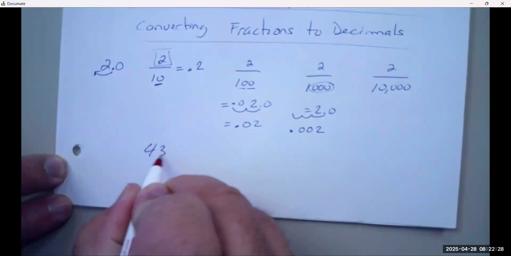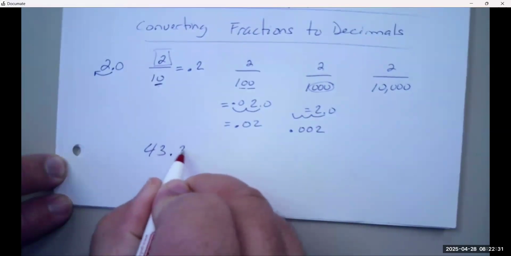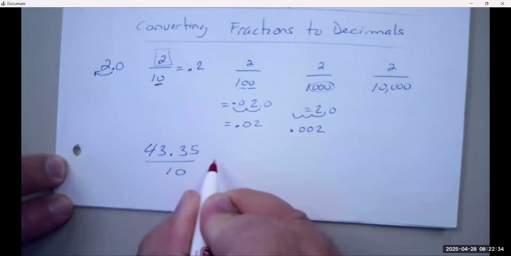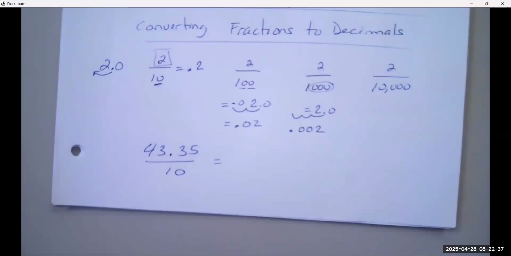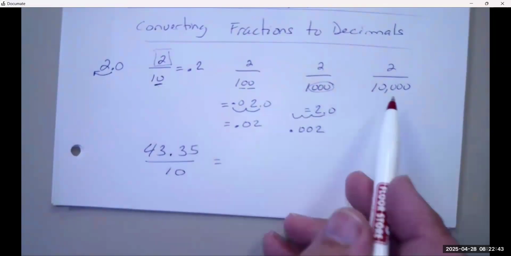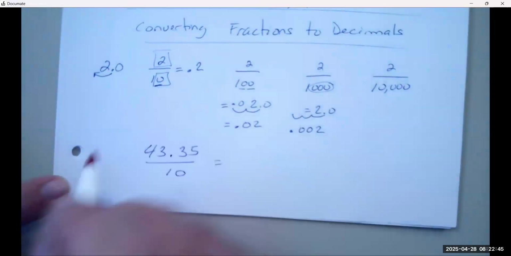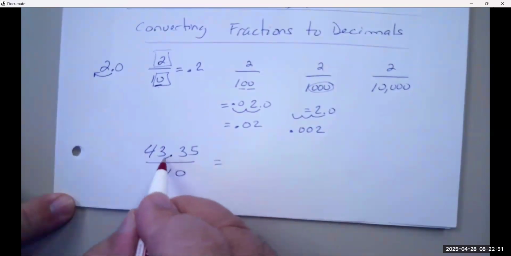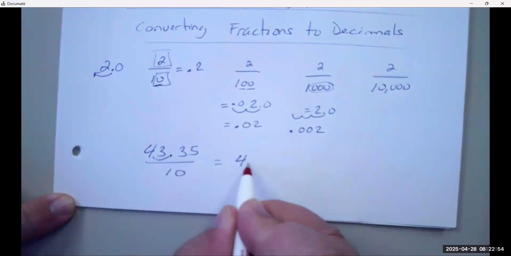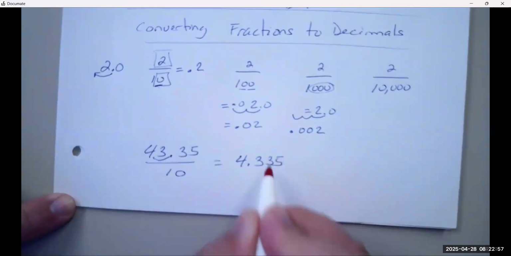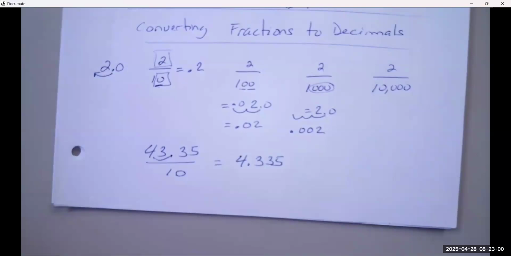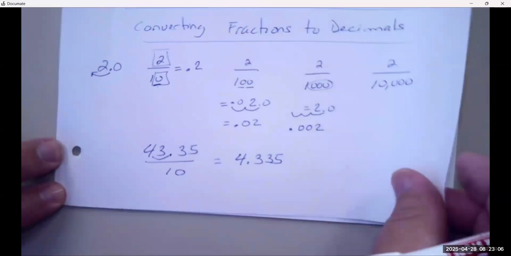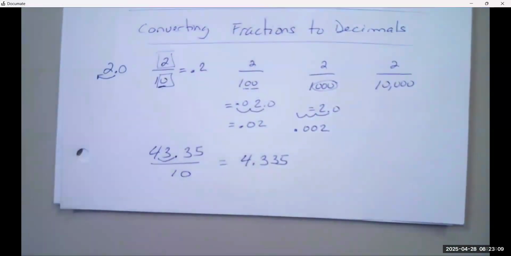And then we'll throw in something like this. How would you rewrite this? Once they understand this concept, count the number of zeros on the bottom. That's how many decimal places you move. Which direction? To the left. So we move it to the left one. So our answer is 4.335. Okay, once you understand this, now we have to be able to go both directions.